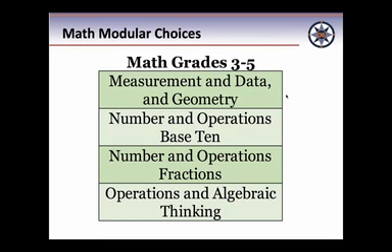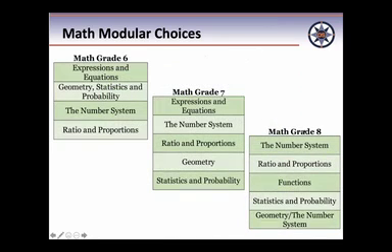Measurement and data, math grades 3 through 5, there's a choice for measurement and data and geometry, which actually are 2 of the domains put together. There's a choice for numbers and operations base 10, numbers and operations fractions, and operations and algebraic thinking. And you can see here 6 through 7 and 8, they're a little bit different. Each grade is a little bit different, but it covers all the standards and all the domains for math.